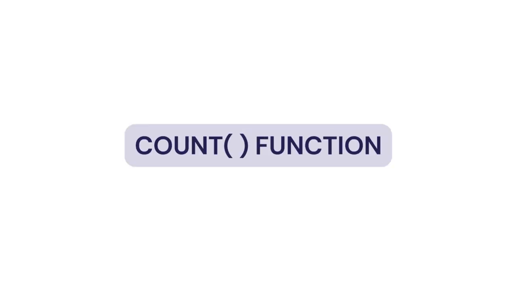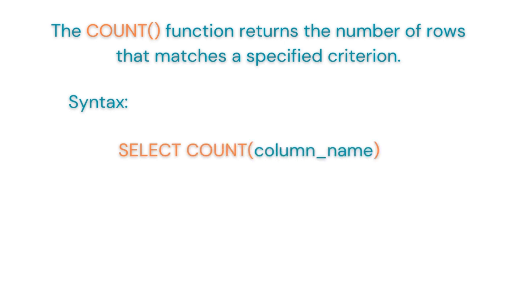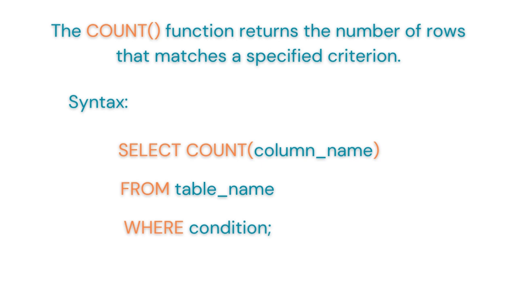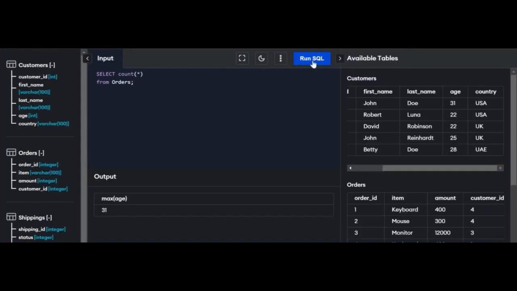Moving on to the SQL COUNT function. The COUNT function returns the number of rows that match a specified criteria, and the syntax for that is SELECT COUNT(column_name) FROM table_name WHERE condition. For example, SELECT COUNT(*) FROM orders. Now if we compile this, it displays the total number of orders.